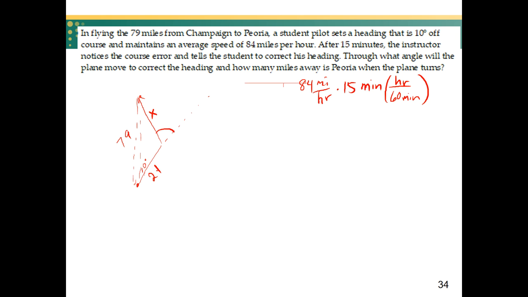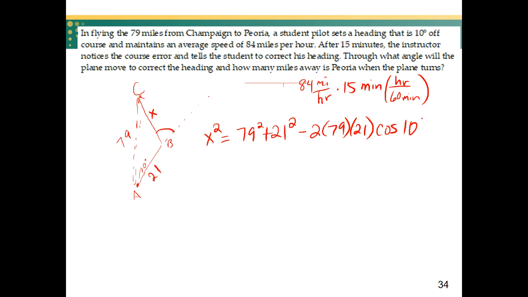Okay. So right now we have two sides and an angle, and none of them are partners. This side's angle is not there. This side's angle is not there. So we're going to have to use the law of cosines. So let's call this A, and x is little a. So x squared equals 79 squared plus 21 squared minus 2 times 79 times 21 cosine 10 degrees.